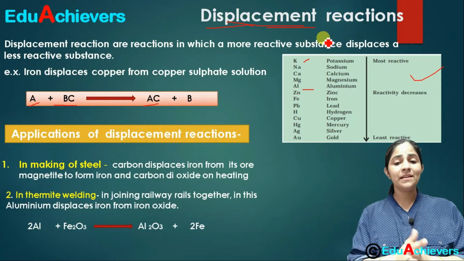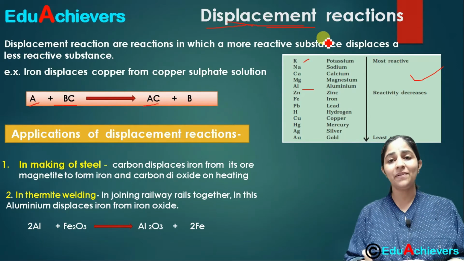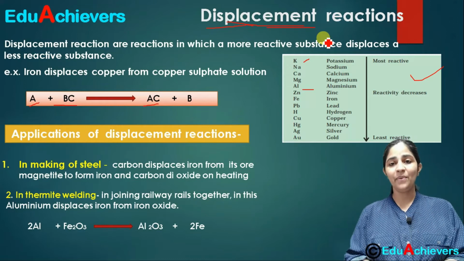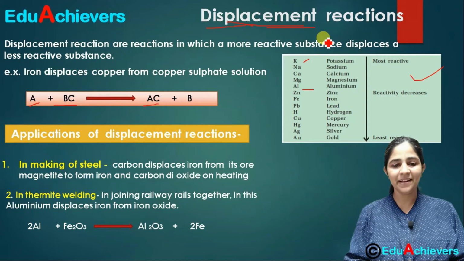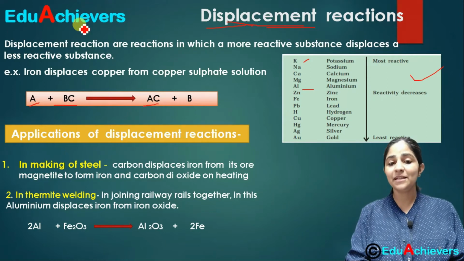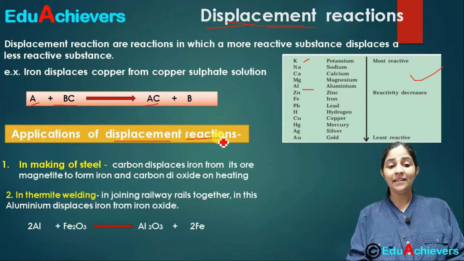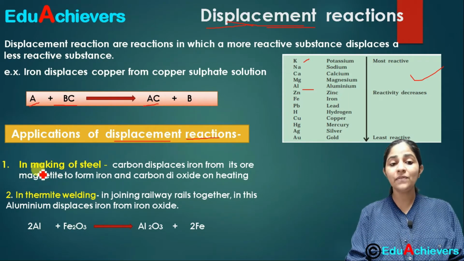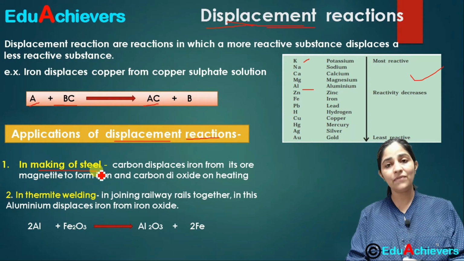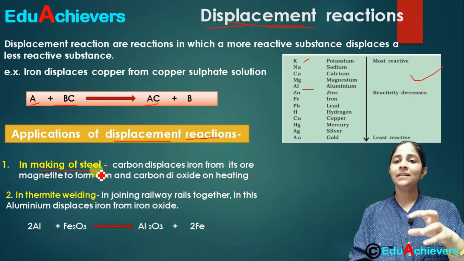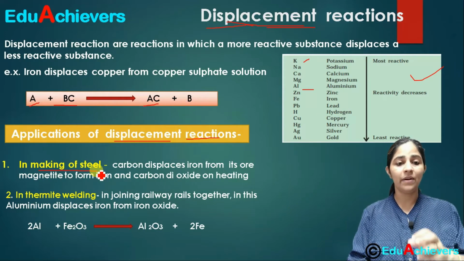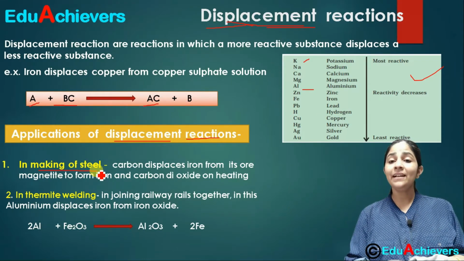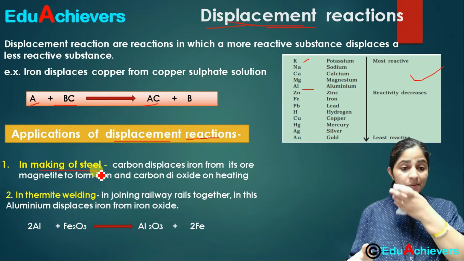Now we can also discuss where this displacement reaction is taking place around us. Why do we need to study it and why is it so? Correct? So we can understand that this displacement reaction is taking place in a lot of things happening around us. The most common, we can say, is in the making of steel. Whenever steel is made from iron, what happens? The carbon which is used while making the alloy, which is steel, displaces iron from its ore.